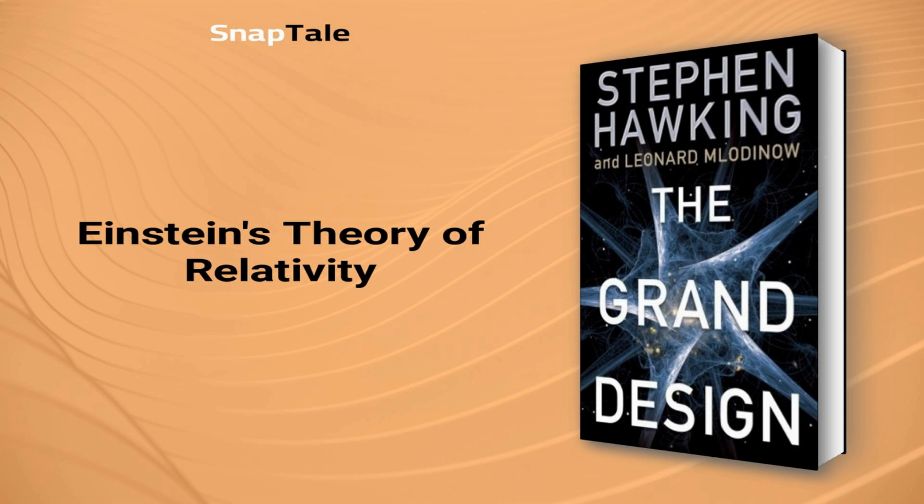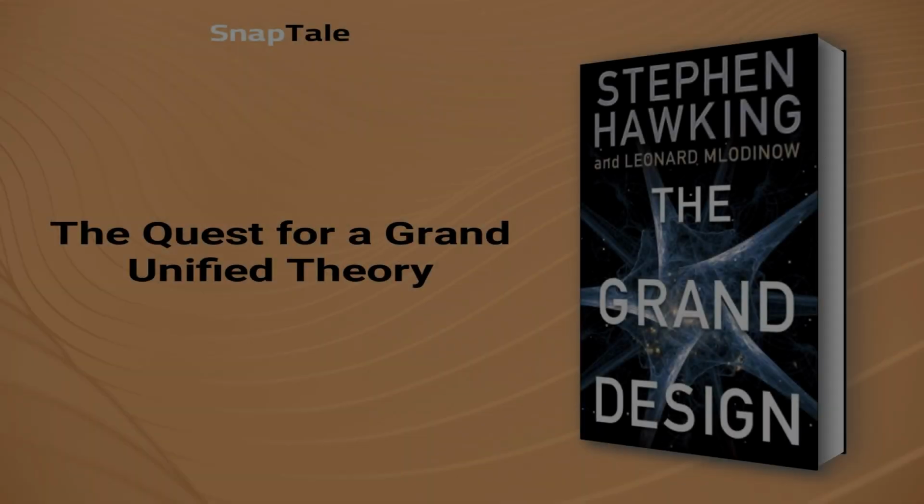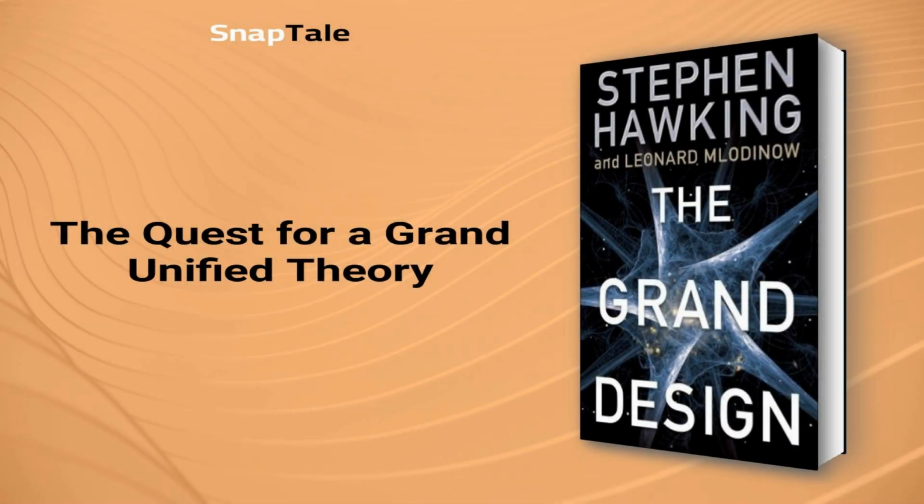The theory of general relativity explained gravity as the curvature of spacetime, where the weight of a massive object creates a distorted path that smaller objects follow. Einstein's revolutionary theories reshaped modern physics, opening up a new understanding of the universe and the fundamental forces that govern it. The quest for a grand unified theory.